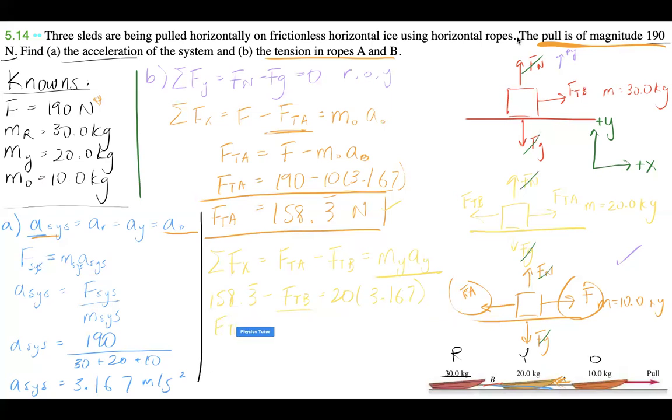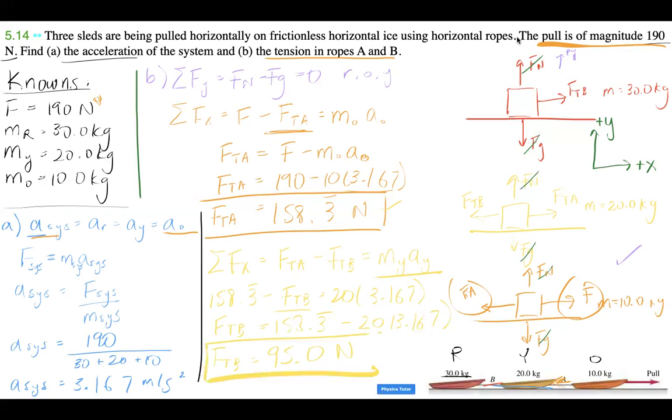We should have actually done this earlier on. FTB is equal to FTA minus MY AY. And that is equal to FTB equals 95.0 newtons. That's what I'm getting.